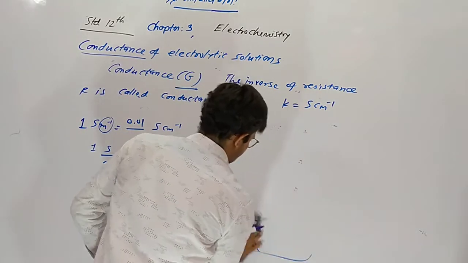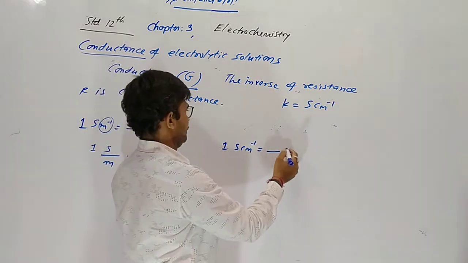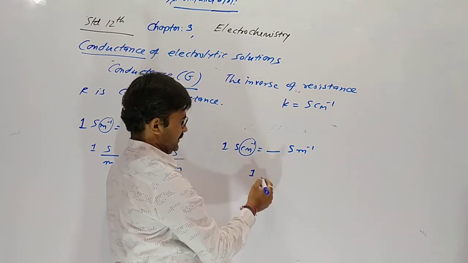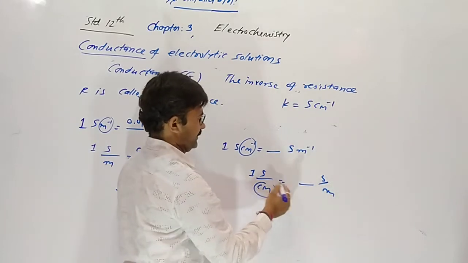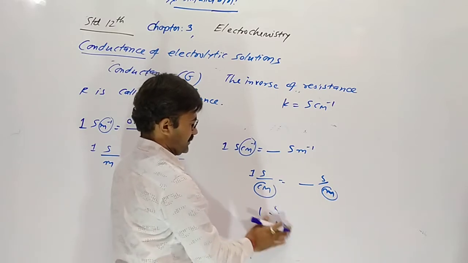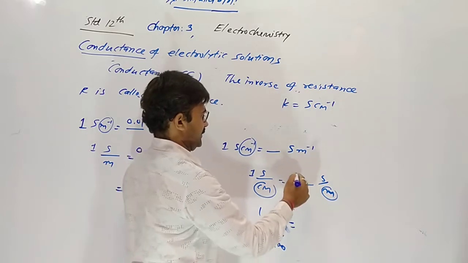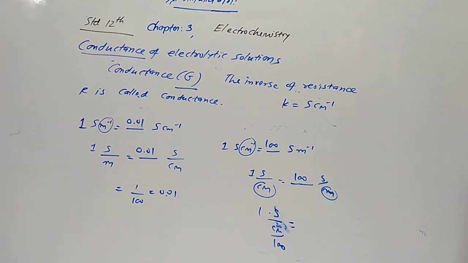Now like this, 1 Siemens into centimeter inverse, how much Siemens into meter? Here Siemens per centimeter, Siemens per meter. Centimeter we have to convert into meter, so we have to divide by 100. So upon comes up, and it will be 100 Siemens into meter inverse. Check in your book after the lecture.